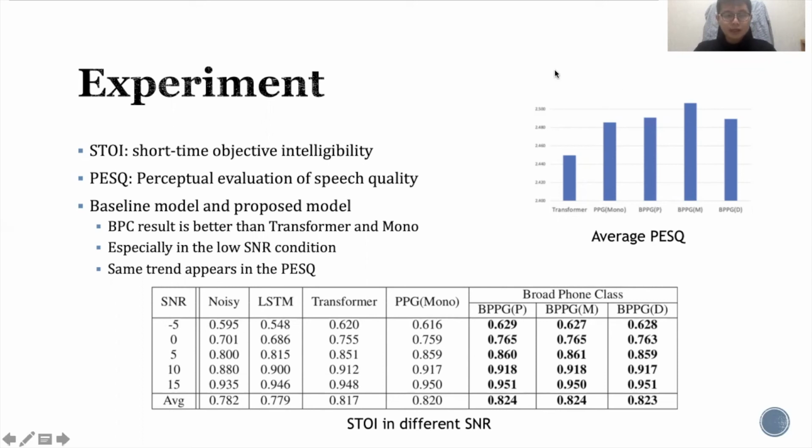The average PESQ scores show similar results. All of the 3 BPCs enhance better than the mono experiment. The best results are generated by the BPPG-M. It means the manner of articulation, which has the most distinct features between different classes, as mentioned before. So, the BPC posteriorgram can bring efficient information for the SE system even in high noise conditions and improve its robustness.